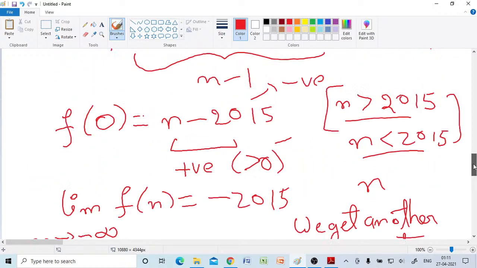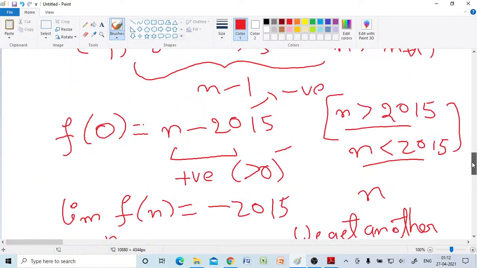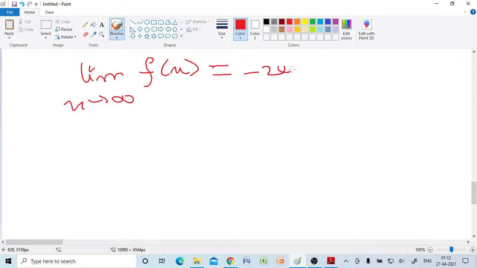Actually, it doesn't matter. If n is approaching infinity, just a second. If we take n as, okay, let me see. Say we take the limit of x approaching infinity, then we get this thing is equal to, yes, exactly, this minus 2015 again.